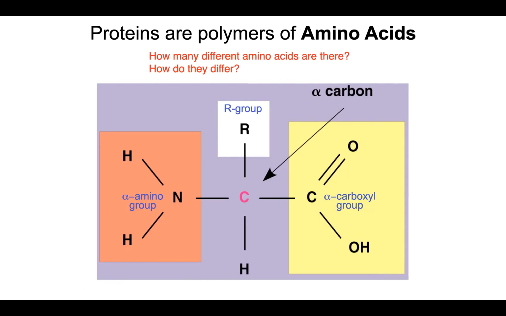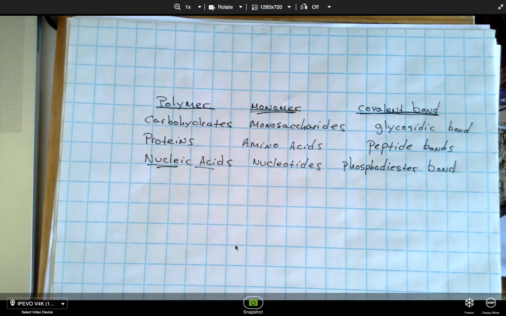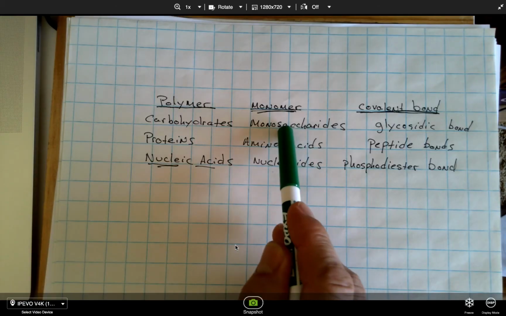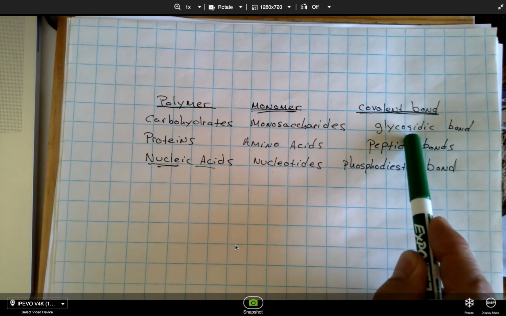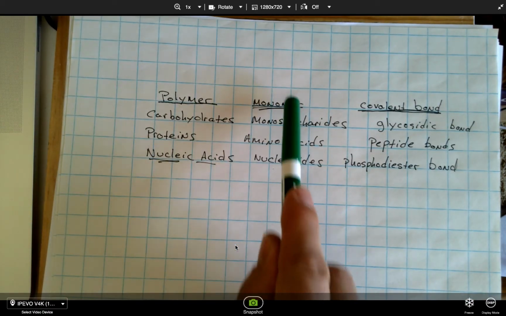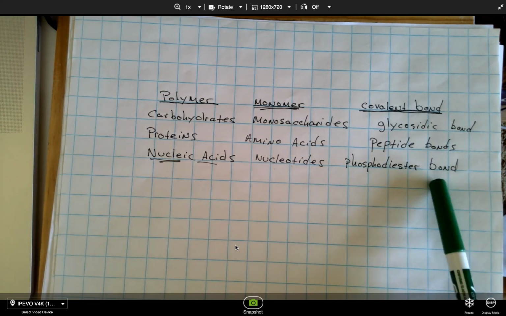Proteins are our third polymeric macromolecule. So if we take a look at this table that we've created before, we talked about carbohydrates, the monomers, monosaccharides, the covalent bond are glycosidic bonds. We've talked about nucleic acids. The monomer of nucleic acids are nucleotides. The covalent bond that connects nucleotides together is a phosphodiester bond.